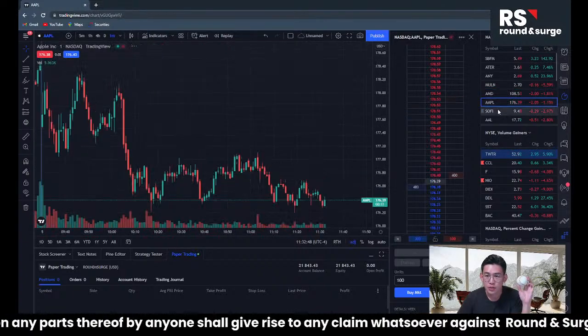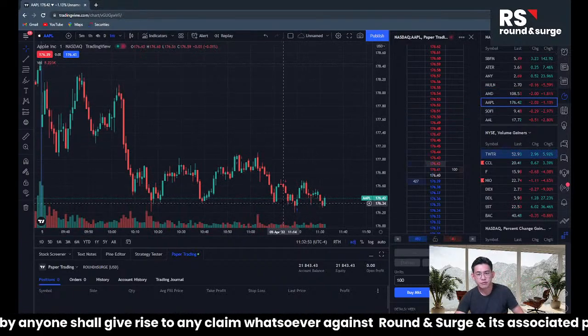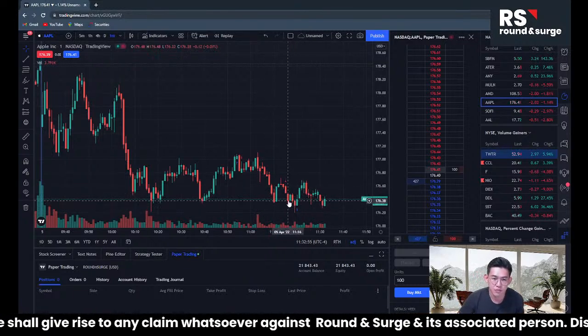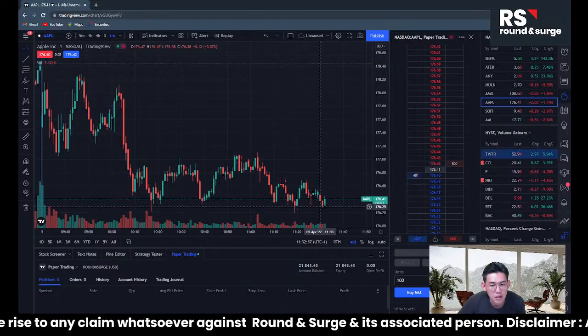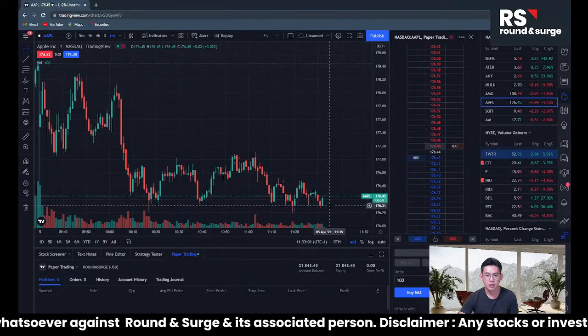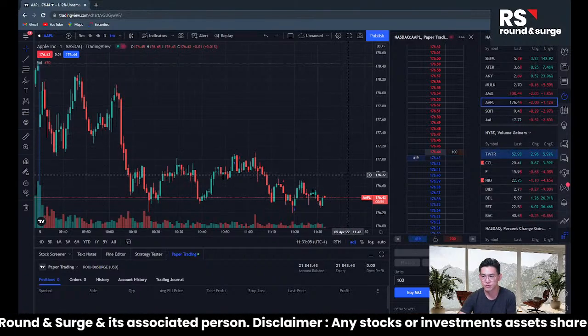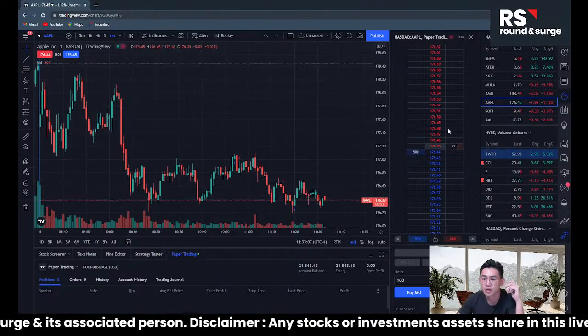Back to Apple. AMD is still moving sideways. Seems like Apple is actually forming a bottom for today at this point. But I'll wait for it to actually move up higher first and then have a retrace. Then only I look into it.